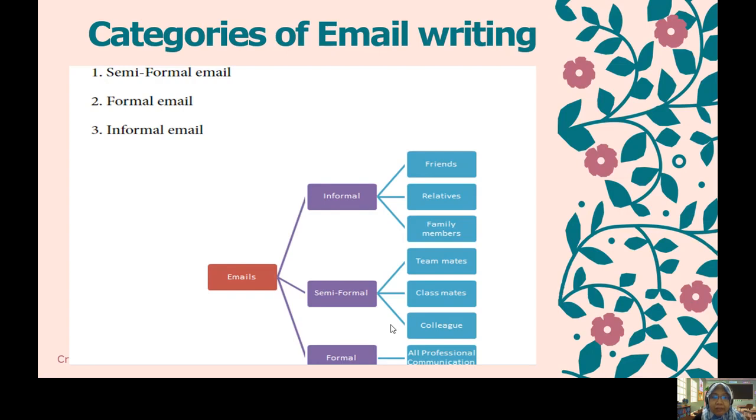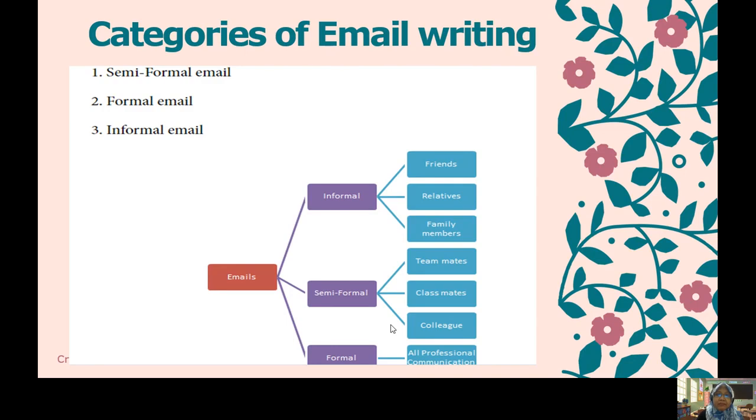Second one, semi-formal email. Usually you will write this to your teammates, your classmates, and your colleagues. Alright. And last part is of course formal email. This one usually you will write to your teacher, to your principal, maybe later to your boss if you have one after this.